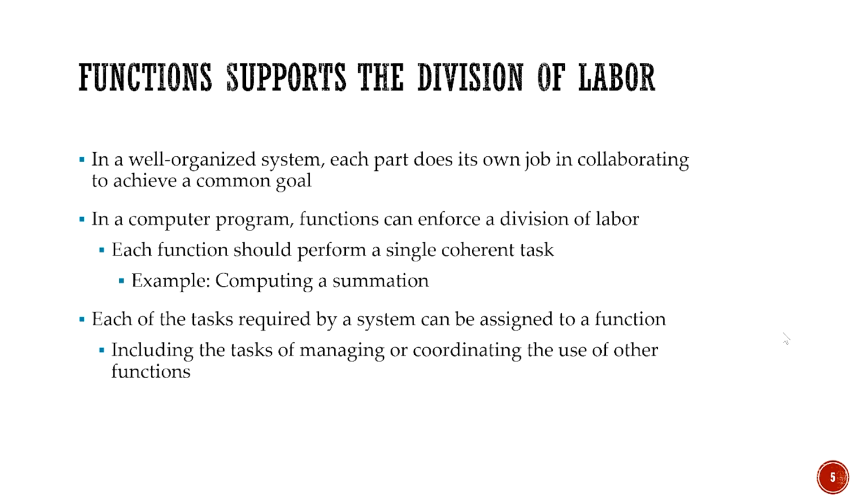Overall, functions support the division of labor like organizational charts. In a well-organized system, each part does its own job in collaborating to achieve a common goal. So there is a common goal, then there are several parts working together to achieve that goal. In a computer program, functions can enforce a division of labor. What does it mean? It means that each function should perform a single coherent task. For example, there might be a function which computes a summation. So it's clear the goal and the purpose for that function.